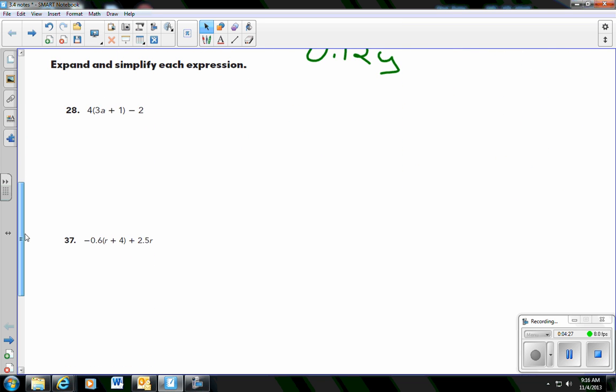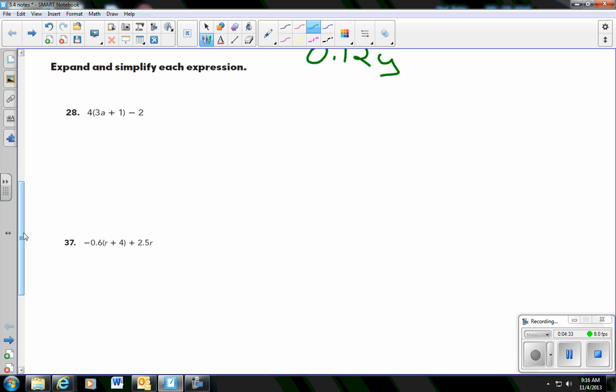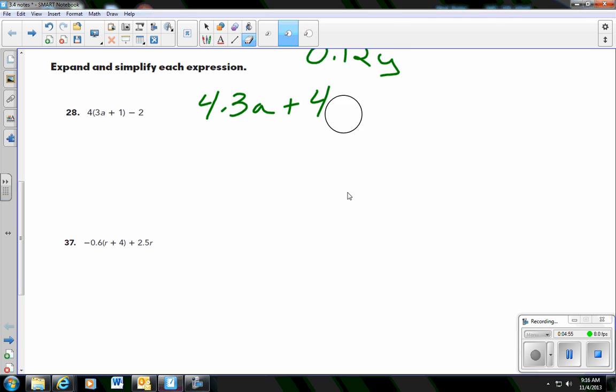Look at 28 and 37 here. Same thing, expand and simplify. Now the only difference is out here we have this minus 2. So we've got distributive property, and then we've got that minus 2 to take care of. So again, we just distribute these out. Okay, so 4 times the 3a plus 4 times 1. It looks like 4.1. Let me change that.